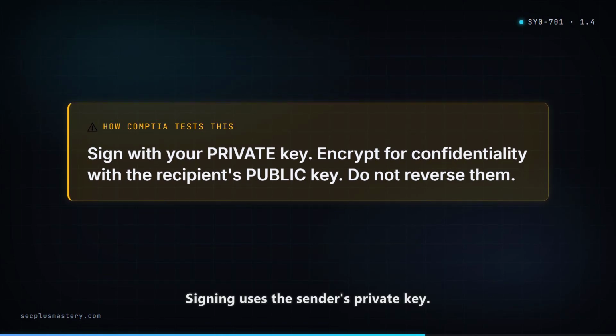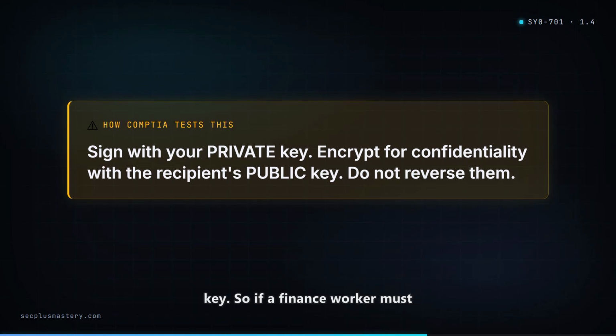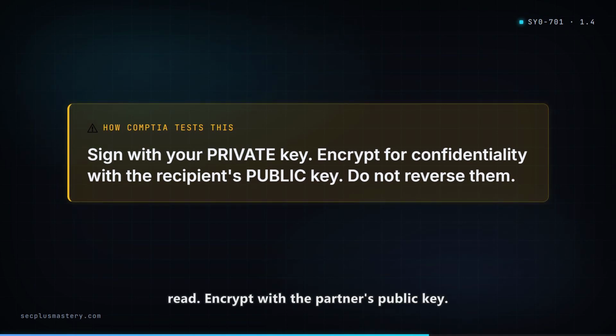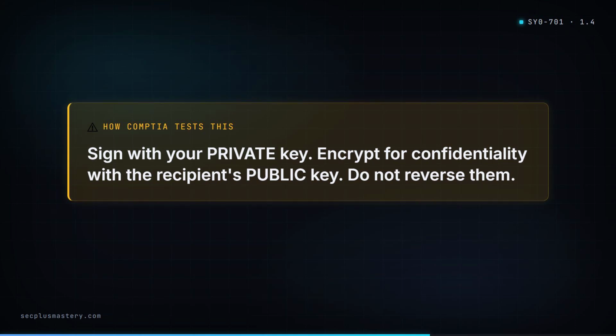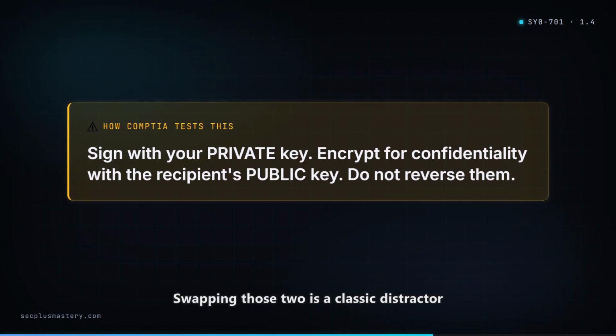Signing uses the sender's private key. Encryption for confidentiality uses the recipient's public key. So if a finance worker must send a report only the partner can read, encrypt with the partner's public key. If a vendor must prove it produced a build, sign with the vendor's private key. Swapping those two is a classic distractor.